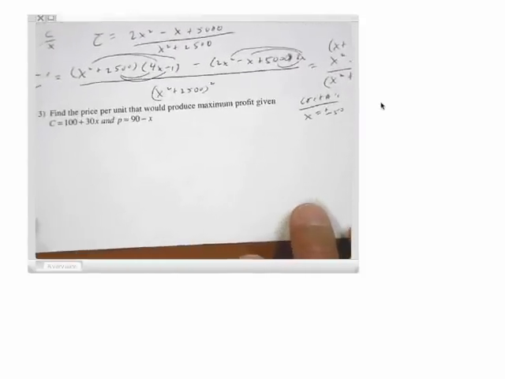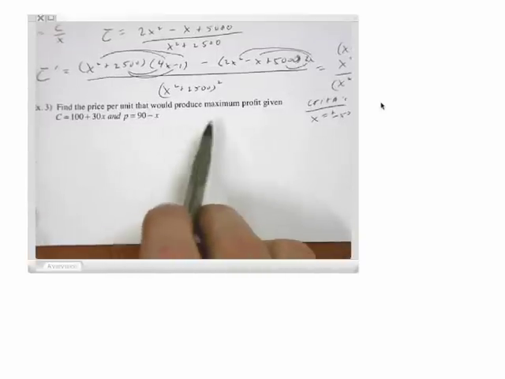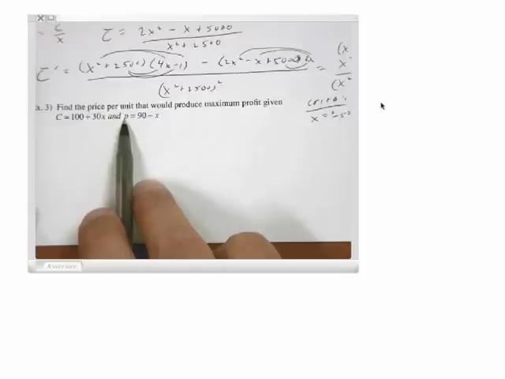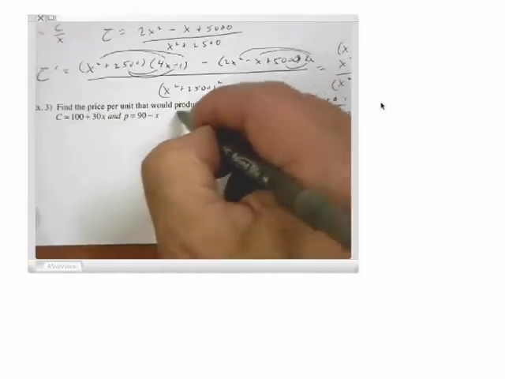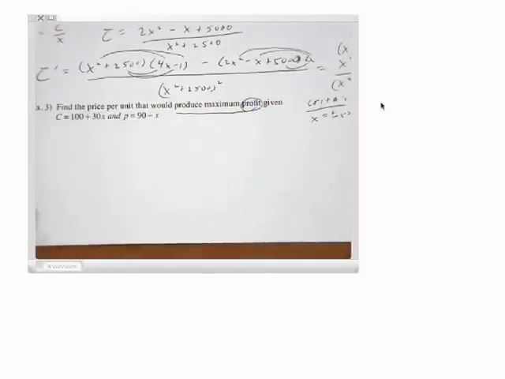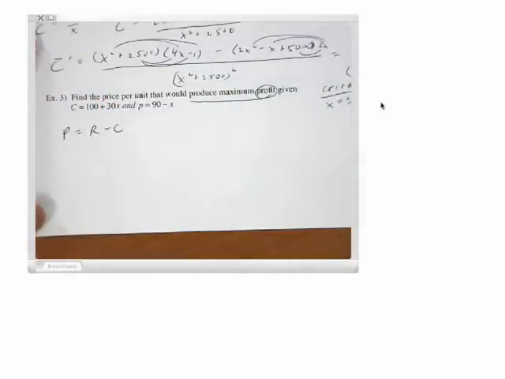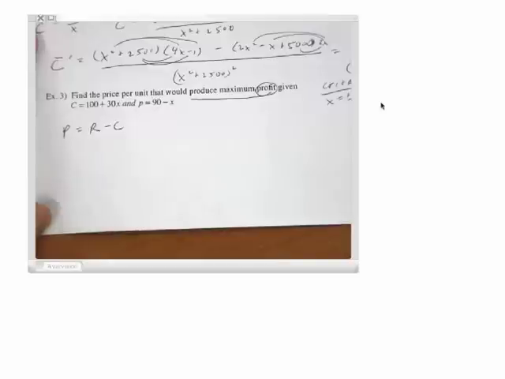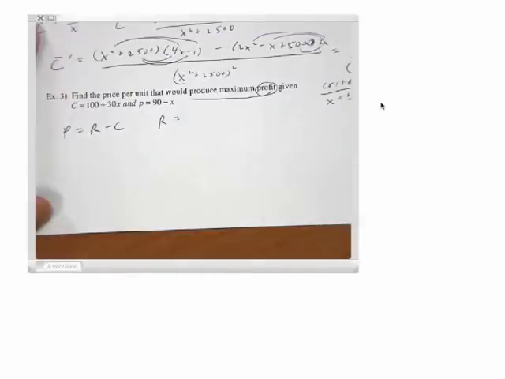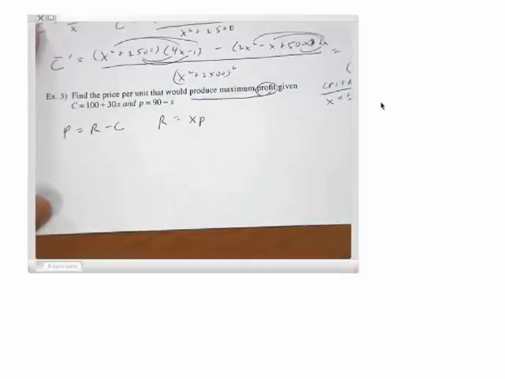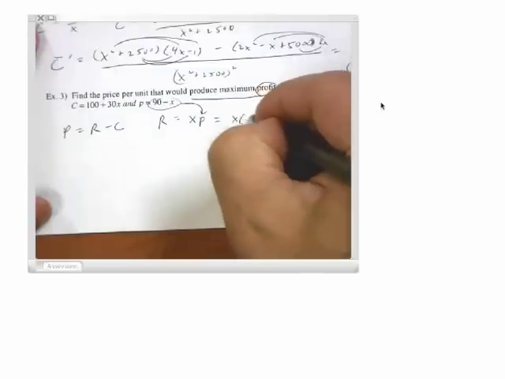All right, this problem says we want to find the price per unit that would produce maximum profit given the cost is 100 plus 30x and the price per unit, remember this little p is price per unit, is 90 minus x. We want to produce maximum profit. Okay? Now profit, remember, is revenue minus cost. Okay? So first of all, we have to figure out what our revenue is in this case. Now revenue is price per unit times the number of units, x times p. So I'm going to take my price per unit, plug it in there. So my revenue is x times 90 minus x.